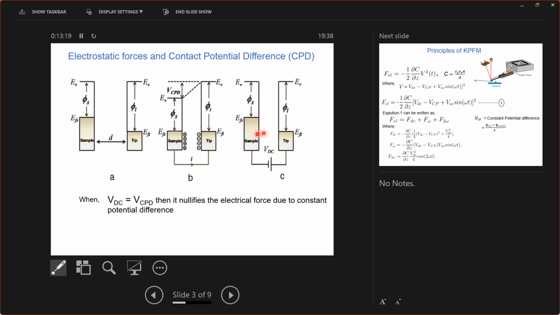Now, if we apply a DC voltage such that we can bring it back to the initial position, they are at that distance, but as the applied potential is equal to this contact potential difference, it comes back to its initial position. As we can measure this, because these are equal, by this we can measure the work function of the sample. So this is our main motto from the KPFM.